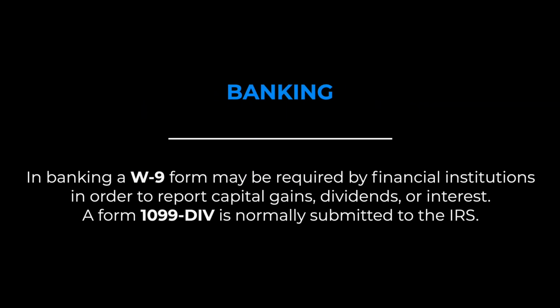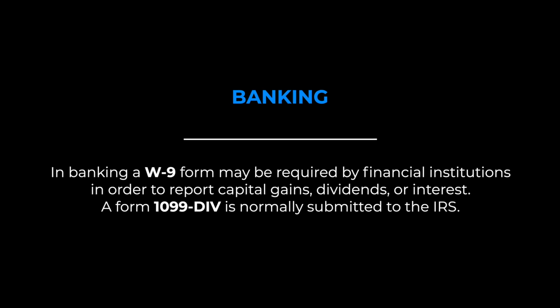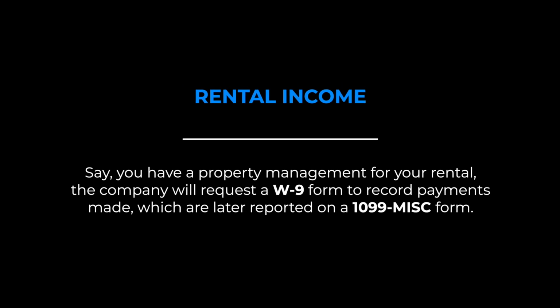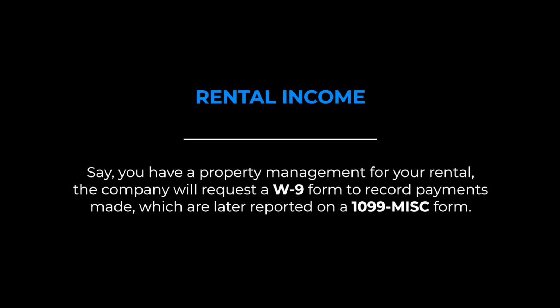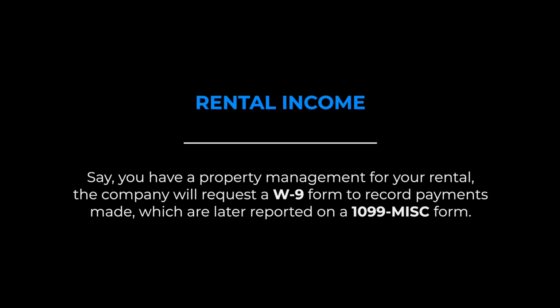Banking. In banking, a W-9 form may be required by financial institutions in order to report capital gains, dividends, or interest. A Form 1099-DIV is normally submitted to the IRS. Rental income. Say you have a property management company for your rental. The company will request a W-9 form to record payments made, which are later reported on a 1099-MISC form.